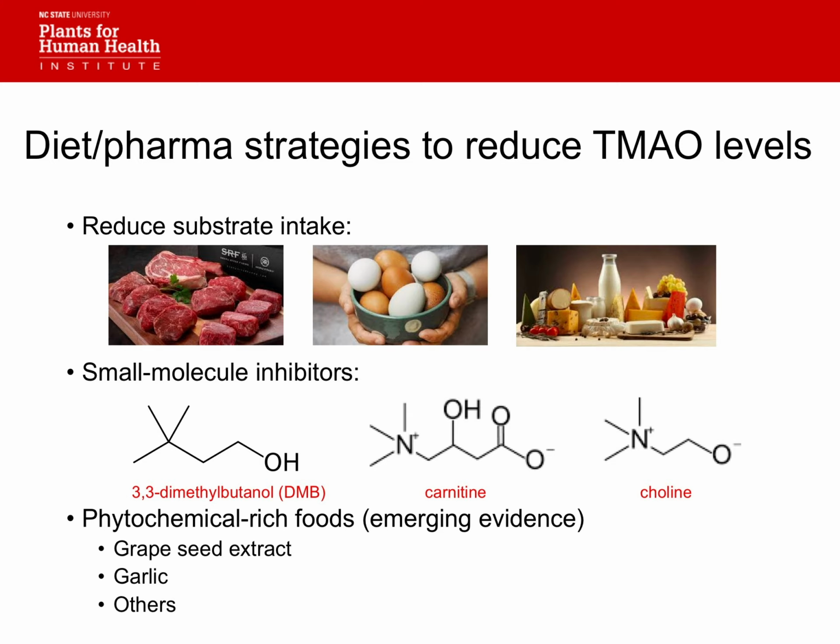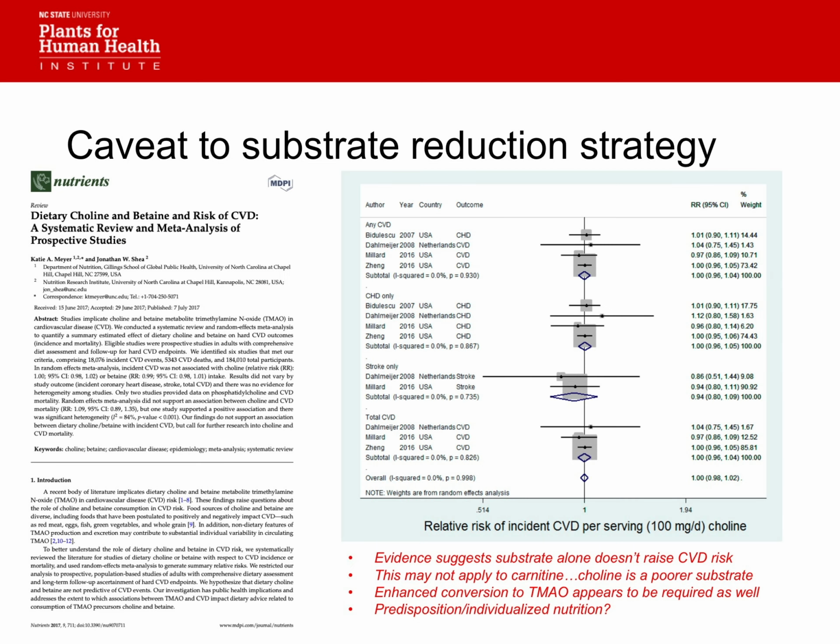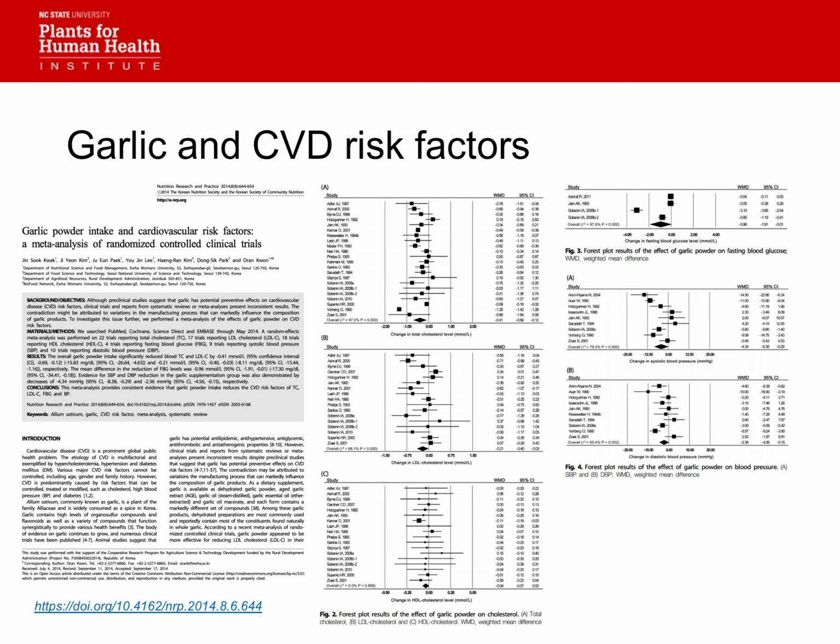Some of the things that we're interested in are phytochemicals. I wanted to put these figures up here so that you could look. But there's tons of evidence out there. There's all these meta-analyses that show that garlic consumption or garlic supplementation is associated with improved blood lipid profiles, reduced cardiovascular disease risk factors, and lower blood pressure and things like that.